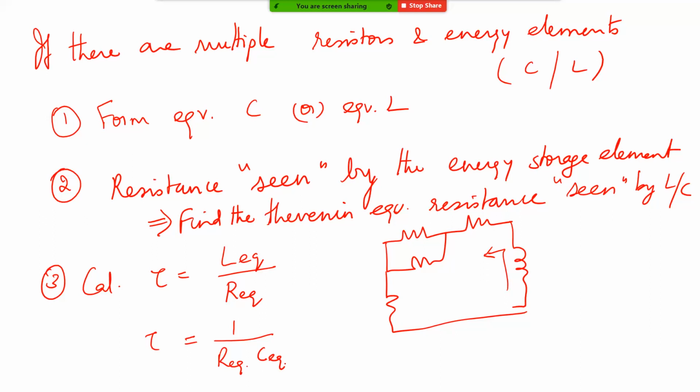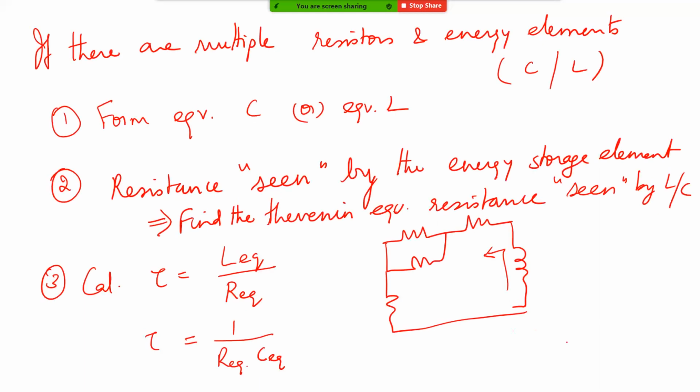Many of these systems will not have exactly one single resistor or one single inductor. Many of the problems will have multiple inductors and multiple resistors, so in those cases, this is the way that we solve the problem. Sir, it is RC, right? Tau equals RC. Oh, I'm sorry, I keep writing it wrong. So what do you mean by forming an equivalent C or equivalent L circuit?